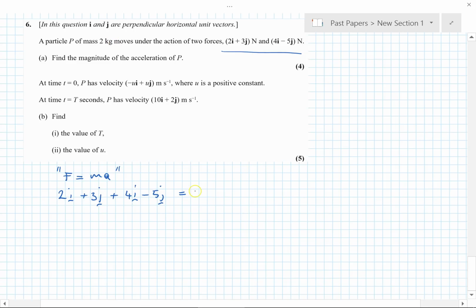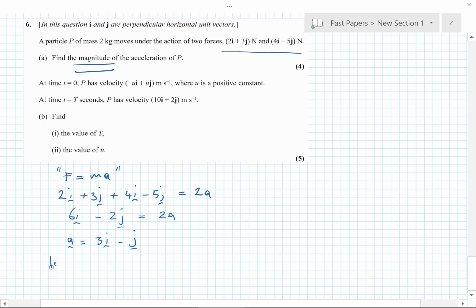We're talking mass is 2 kilograms, so that's 2A. So that gives me 6I minus 2J is equal to 2A. So that gives me A equals 3I minus J. But quite a few people forget to answer the question.